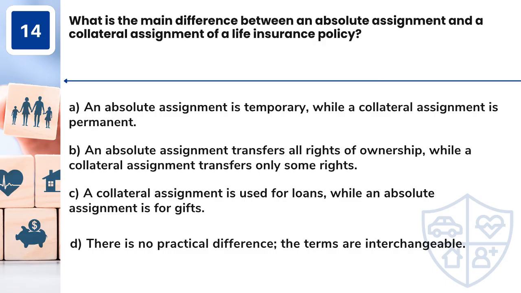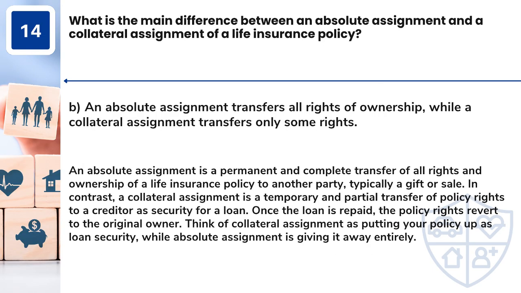A. An absolute assignment is temporary, while a collateral assignment is permanent. B. An absolute assignment transfers all rights of ownership, while a collateral assignment transfers only some rights. C. A collateral assignment is used for loans, while an absolute assignment is for gifts. D. There is no practical difference, the terms are interchangeable. Answer: B. An absolute assignment transfers all rights of ownership, while a collateral assignment transfers only some rights.